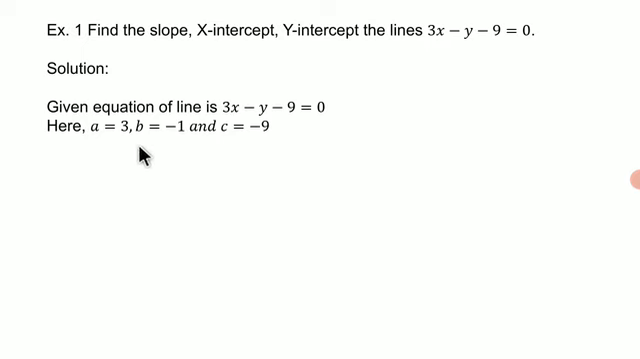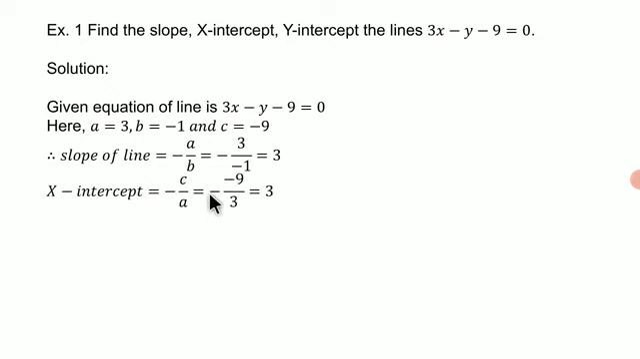Now we know slope of the line is minus a upon b. So slope of line is equal to minus a upon b. It is equal to minus 3 upon minus 1. This minus minus becomes plus 3. Similarly, x-intercept is minus c upon a. So it is equal to minus of minus 9 upon 3. Here minus minus becomes plus, and here if we divide by 3, we get x-intercept is 3.